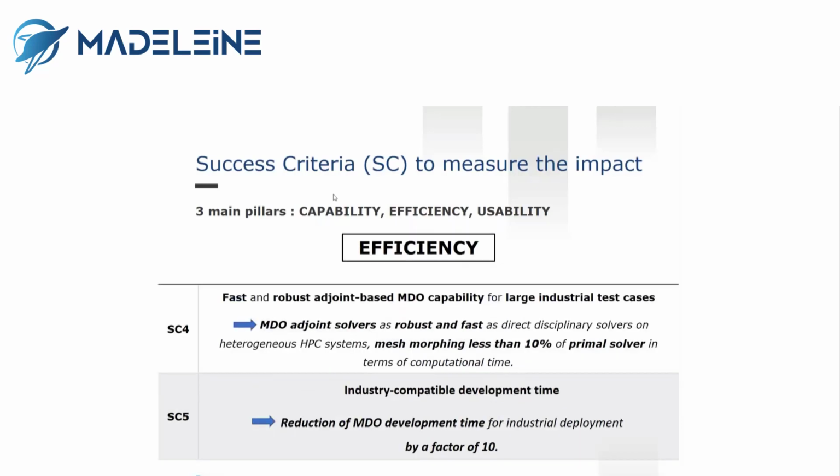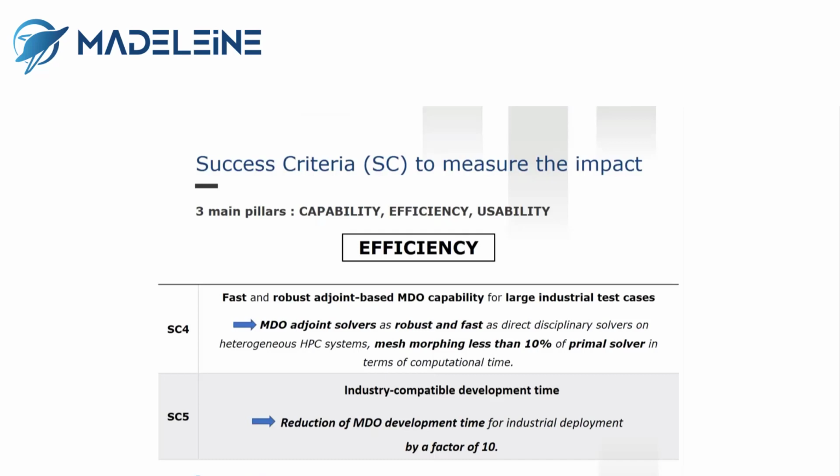The second pillar is efficiency. As I already said, we need a robust adjoint solver when we aim for multidisciplinary optimization, but we also need an efficient solver to have running times compatible with the industrial development time. So the fourth success criterion was about fast and robust adjoint-based multidisciplinary optimization capability applied to an industrial test case.